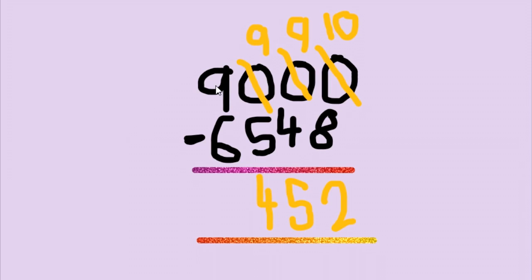And the final one, 9 minus 6. But it is not 9 minus 6. It is 8 minus 6 because the hundreds place digit borrowed 1000 from the thousands place. So we regroup and put 8 instead of 9. So here 8 minus 6 equals 2. $2,452 is the answer for this question.